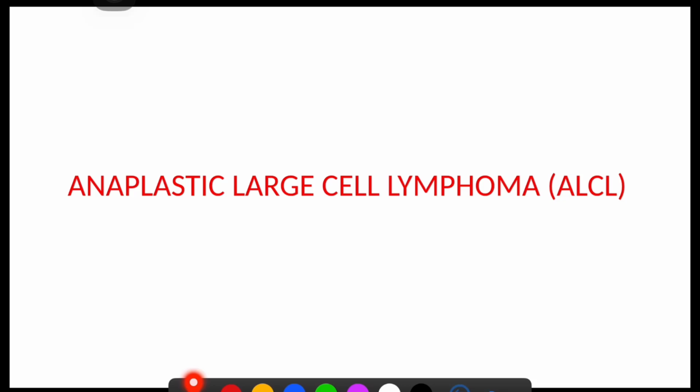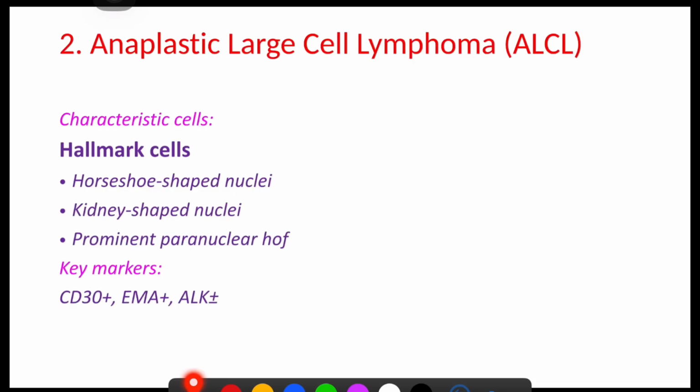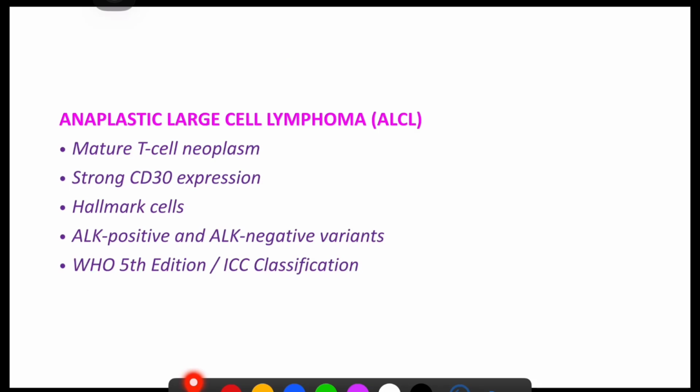Now let's discuss another important diagnosis in the pleomorphic cell pattern, anaplastic large cell lymphoma or ALCL. The characteristic cell in ALCL is the hallmark cell, which has horseshoe-shaped or kidney-shaped nuclei with a prominent paranuclear hof, and they also show CD30 positivity, EMA positive, and ALK positive or negative.